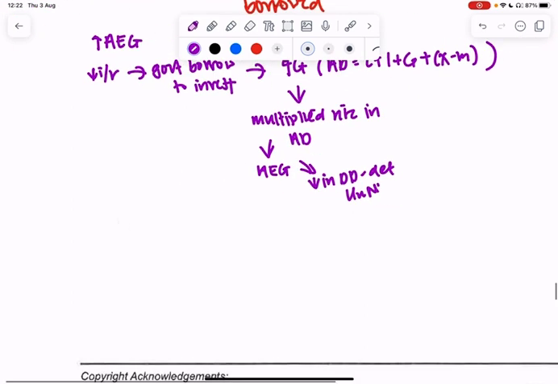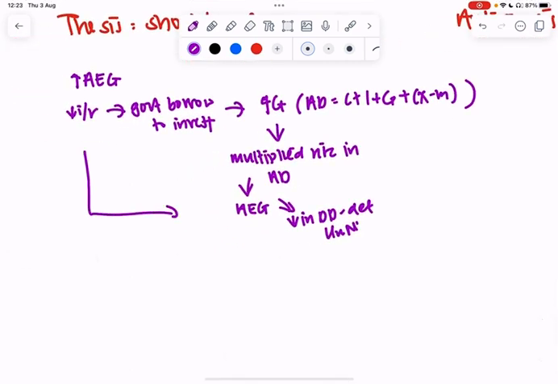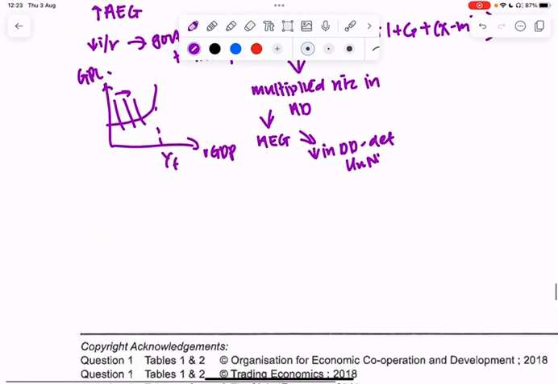Okay, so far? So then you will just draw the diagram. So the diagram, something like this. I never label, but you all need to label. And then the idea is there is a multiplied rise in AD and a multiplied increase in our real GDP. Okay, so this is your AD-AS diagram. And then now it comes to a little bit of evaluation.